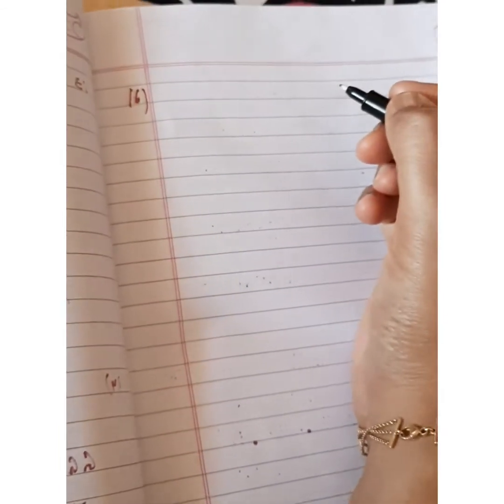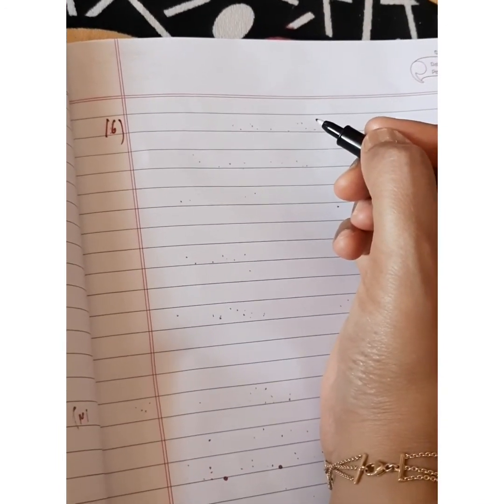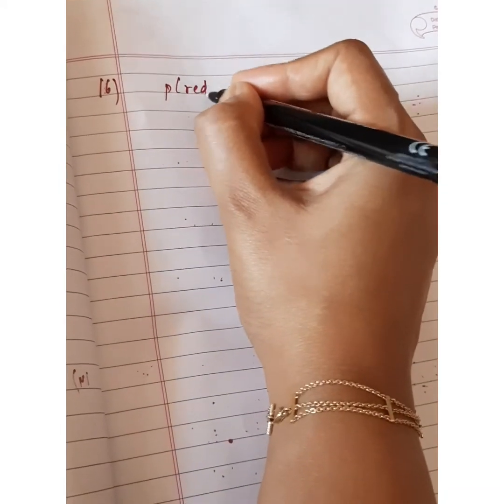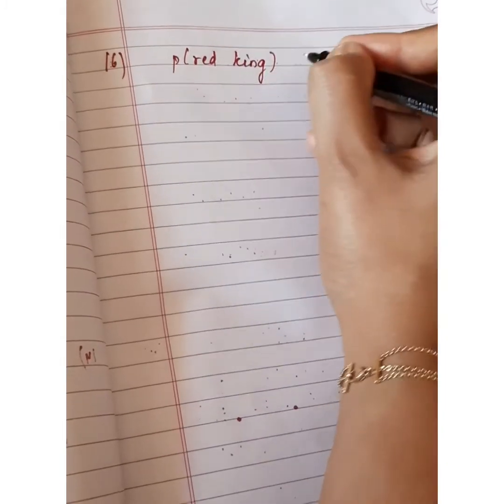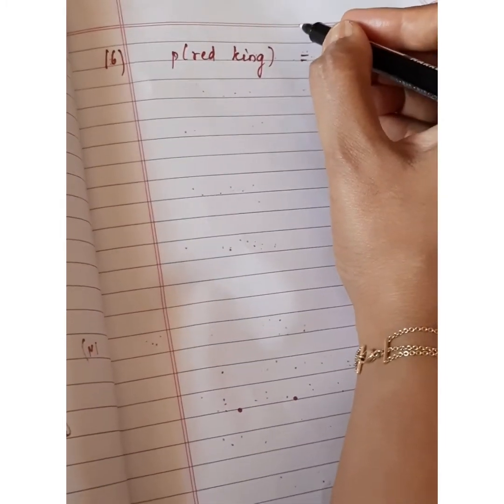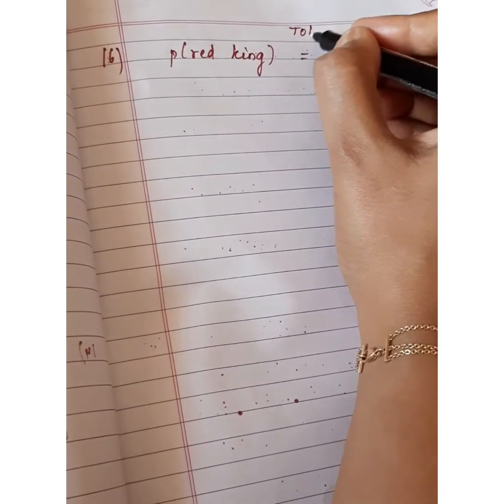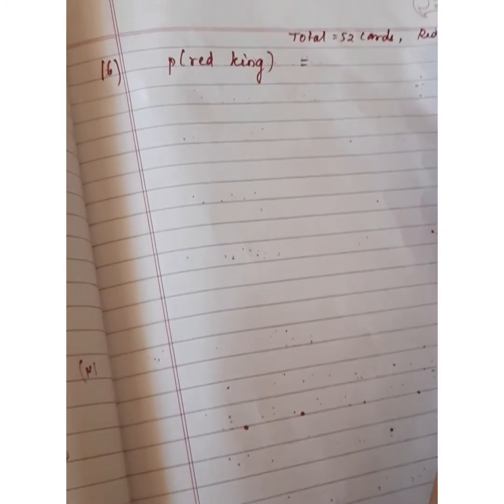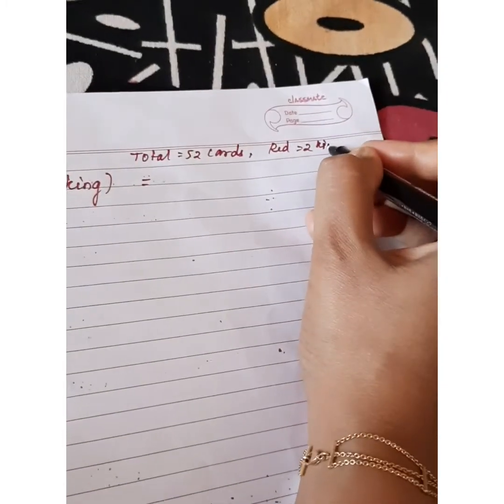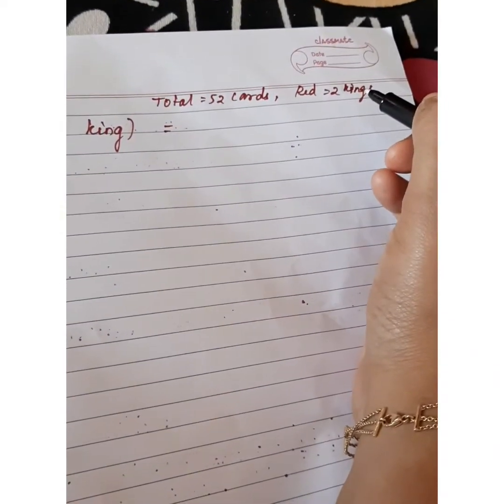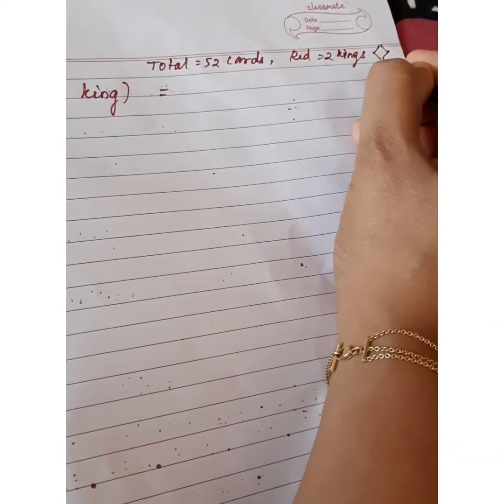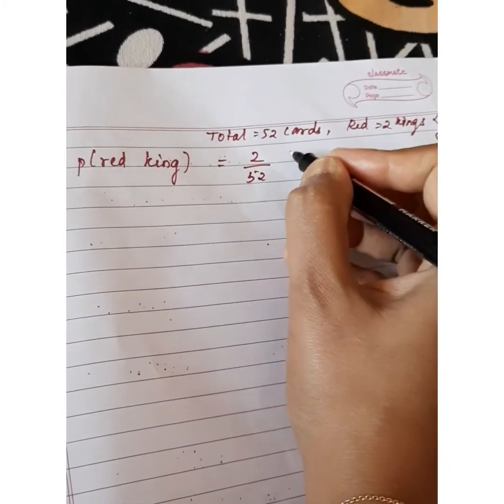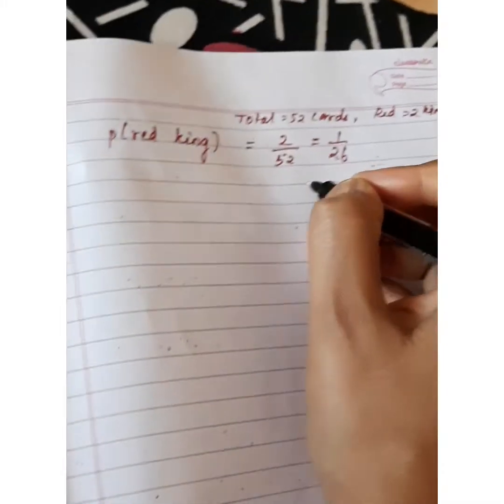Next question, number 16. Probability of getting a red king. So there are 2 red kings, heart as well as diamond. In the stack of 52 cards, we know the cards are 52 in number, and of which there are 2 red kings, one from diamond, other from heart. So from the total stack of 52, 2 by 52 is going to be 1 by 26.